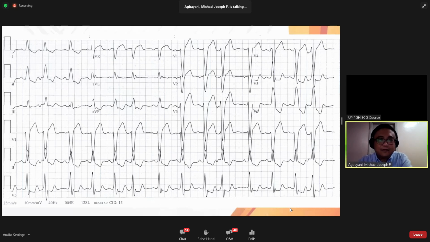Now, the only two choices are left bundle branch block or right bundle branch block. Look at V1, it's predominantly negative, and the last wave is an S wave, a negative wave. And you can look at V6. There's no Q wave. And if you look at the QRS, they're all wide. So this is left bundle branch block.